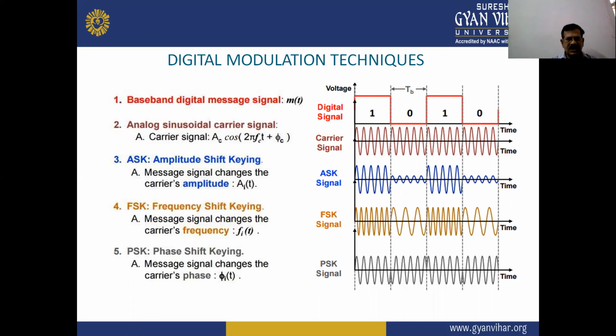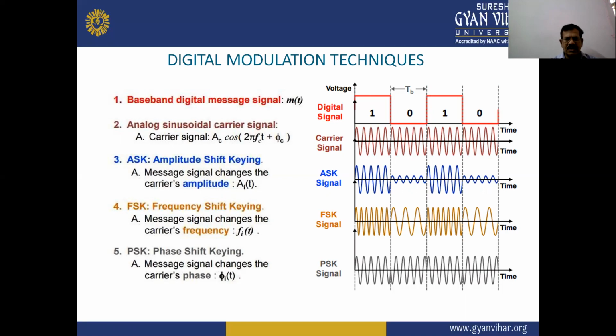Third is ASK, amplitude shift keying. In the amplitude shift keying system, a message signal changes the carrier's amplitude, and this ASK signal is represented by the third waveform, in which the amplitude is changed according to time.